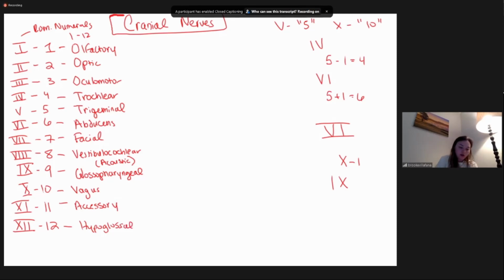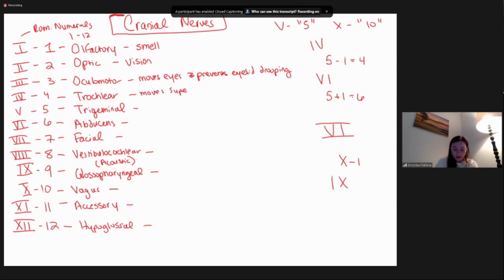And then you need to know their basic functions. So I'm going to write for you what would be the most important things to know for them. Olfactory is for smell. Optic is for vision. Oculomotor moves the eyes and prevents eyelid drooping. Trochlear moves the superior orbit of the eye. Trigeminal performs mastication and facial sensation.